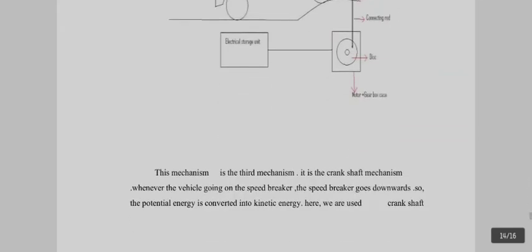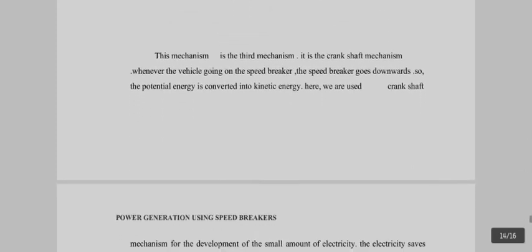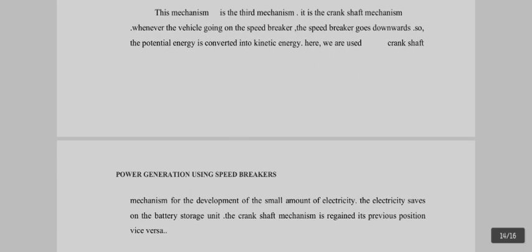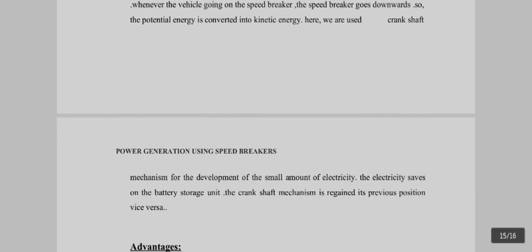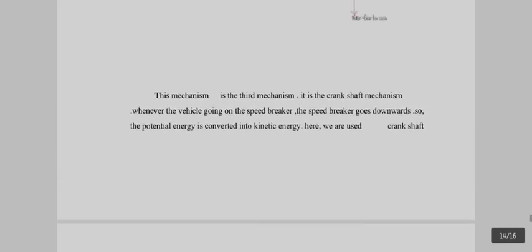This mechanism is the third mechanism. It is the crankshaft mechanism. Whenever the vehicle going on the speed breaker goes downwards, the potential energy is converted into kinetic energy. Here we have used a crankshaft mechanism for the development of this small amount of electricity. The electricity is saved in the battery storage unit. The crankshaft mechanism regains its previous position, and vice versa.